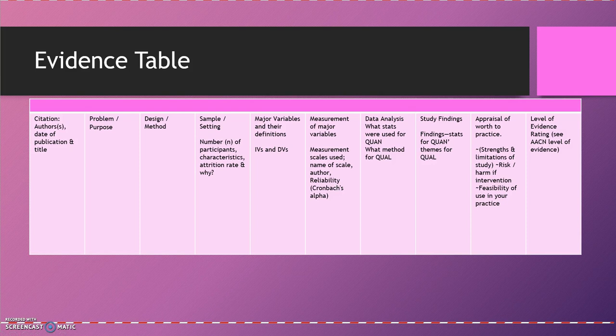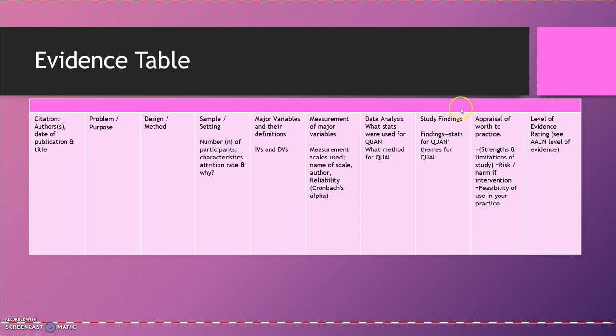Data analysis: talk about what stats were used for a quantitative study. I have a method there for a qualitative, but really what we want to know is how did they analyze the data? Articles have little sections that are labeled data analysis. Now, let's go back over here, because if you have non-research evidence, you're going to write QI project or literature review, things like that as well, okay?